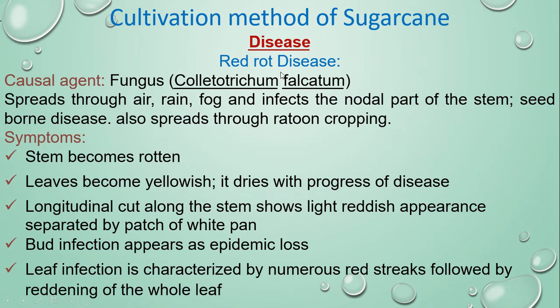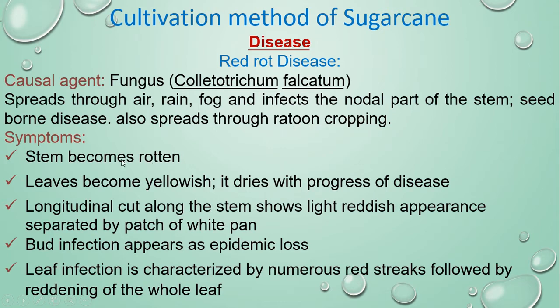So what are the causes of red rot disease? The cause of red rot disease is a fungus, and the specific scientific name of this fungus is Colletotrichum falcatum. It can be spread through rain, air, fog, or it can infect the nodal part of the stem, that means the sugarcane. It can also be spread through seed, and also through the ratoon cropping as well. Later on in today's lecture I will discuss what ratoon cropping is.